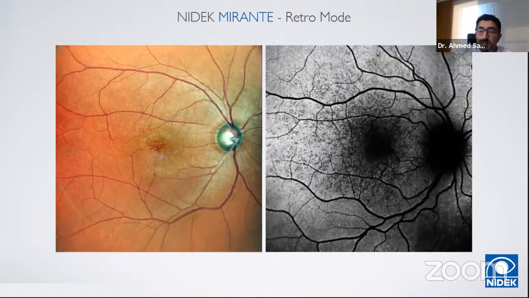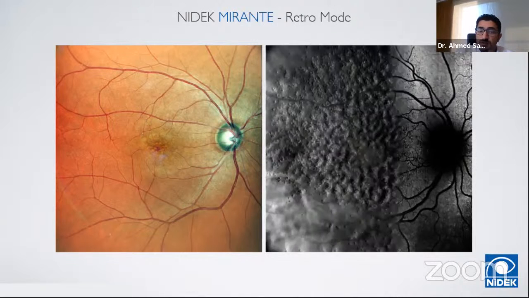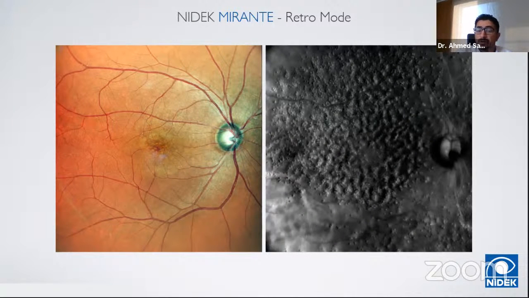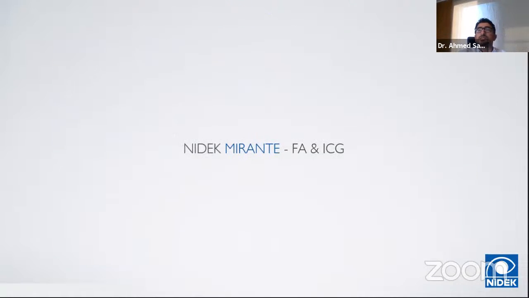This is also another example, which is an autofluorescent image. And when we take a retro image for it, you can see the amount of drusen that is on the surface of the retina. So to conclude, the benefit of the retro mode is that it represents an additional tool that the doctor can use besides colored images and autofluorescent images to be able to detect pathologies in a better way.